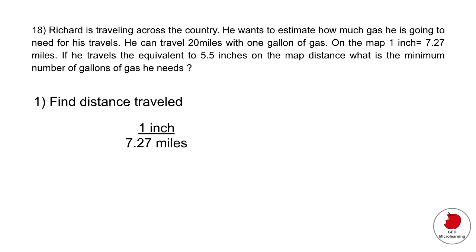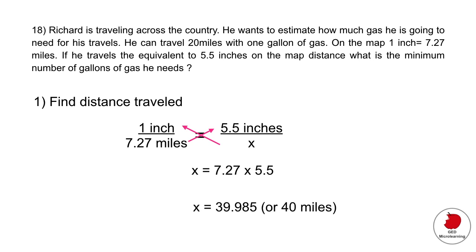So the first thing that we want to know is what is the distance that he travels? So you would set up your proportion like this, and then multiply across like that. As you can see there, that gives you about 39.98 or approximately 40 miles. So that's step 1, finding out the distance traveled.